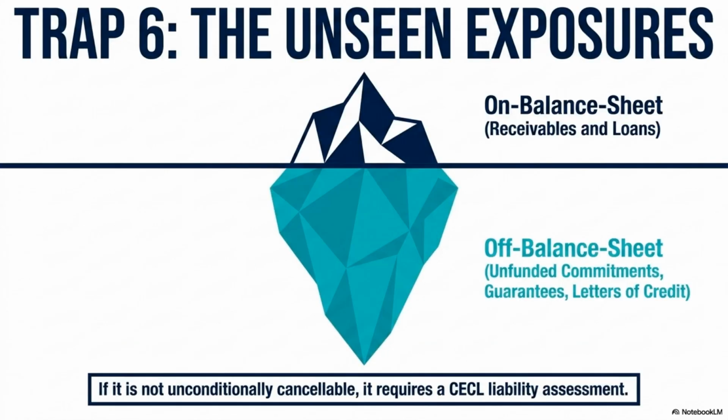Trap 6 is the unseen exposures. Think of it as an iceberg. Most teams focus on the visible part, receivables and loans sitting on the balance sheet. But the portion below the waterline, unfunded commitments, guarantees, and letters of credit, also requires a CECL assessment.